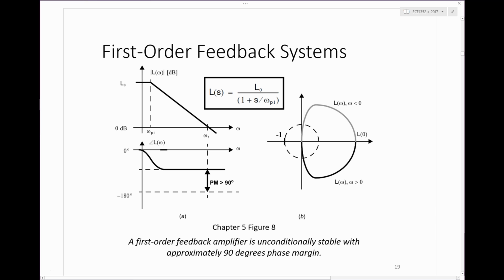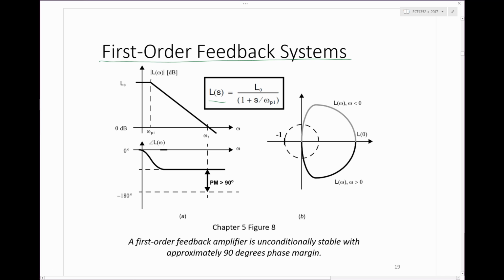So a first order feedback system for us is one where the loop response L has just one pole and no zeros, okay? So mathematically, L could have a zero and it would still be a first order system, but when we talk about a first order feedback system, there's no zero in L. That's kind of important because, again, otherwise these Bode plots would look quite different.